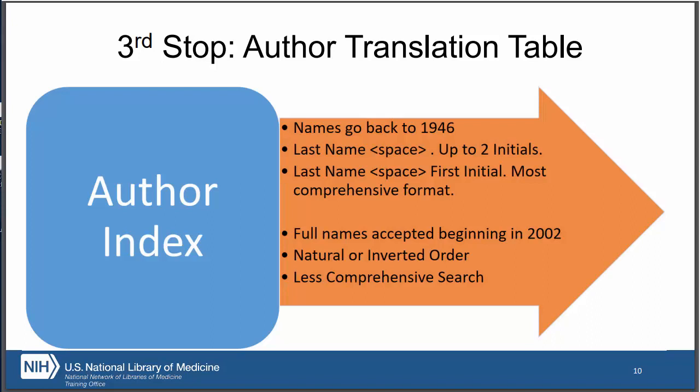And we'll do some sample searches in just a bit. You can also search with an author's full name in natural or inverted order, but this will run a considerably less comprehensive search. The reason for that is NLM began accepting full names in 2002, and they did not go back to retroactively index citations. And more importantly, only some journal publishers submit the full name, making this a much less effective search strategy.